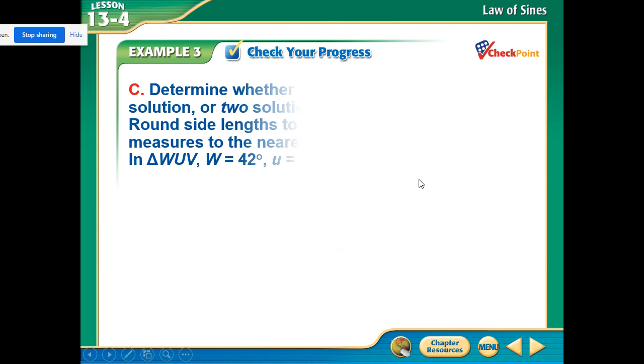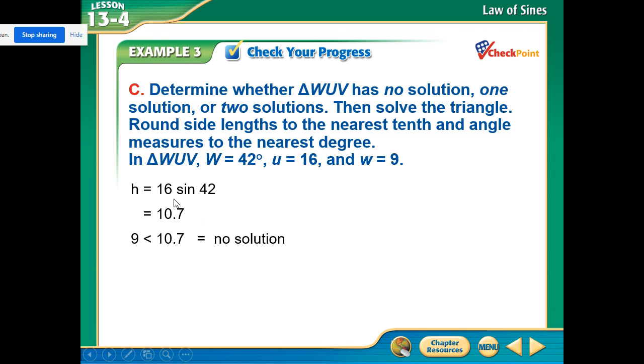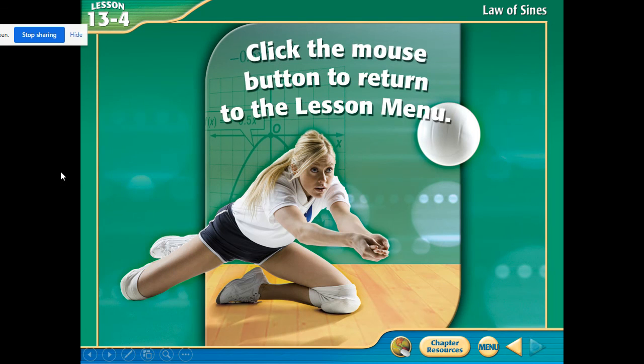And last but not least, we have acute, so we try our h value, which is 10.7. 9 is less than 10.7, so that means that there's no solution or no triangle. That's what I have for you today.